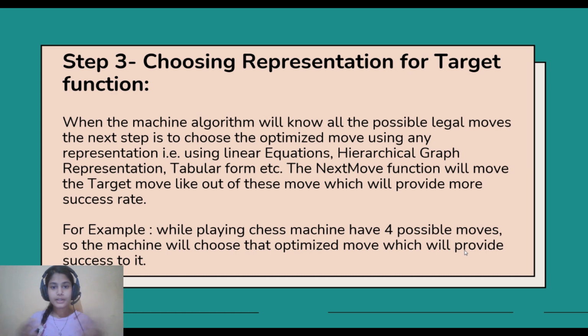In the previous step I told you what step the machine should take so that it will get success. So let's say there are four possible moves in the current chance. So the machine will first calculate, should I take left, should I take right, or should I go forward, or should I take it backward? So it will analyze what move should I take, according to that will I be success in this game or I will fail. So that is the choosing representation for the target function.